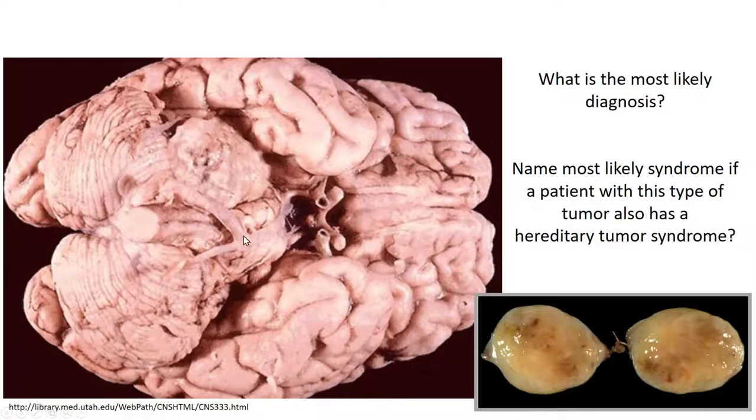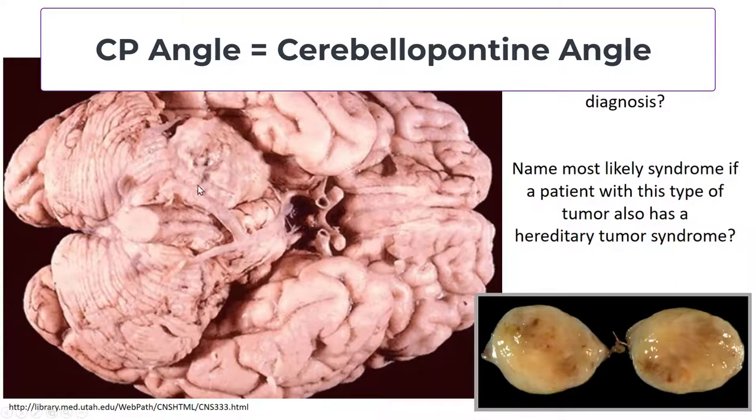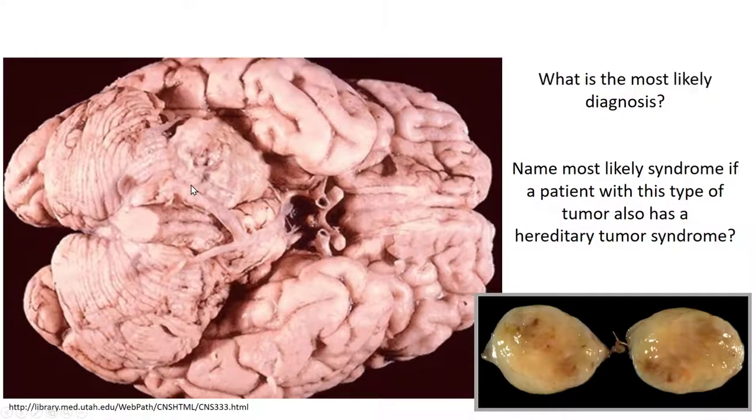And then right next to the pons and the medulla and the cerebellum, do you see how if you compare the left side and the right side, they're different, okay? So in this little nook between the pons, which is right here, and the cerebellum, which is right here, this is the CP angle, and we've got a CP angle lesion, okay?